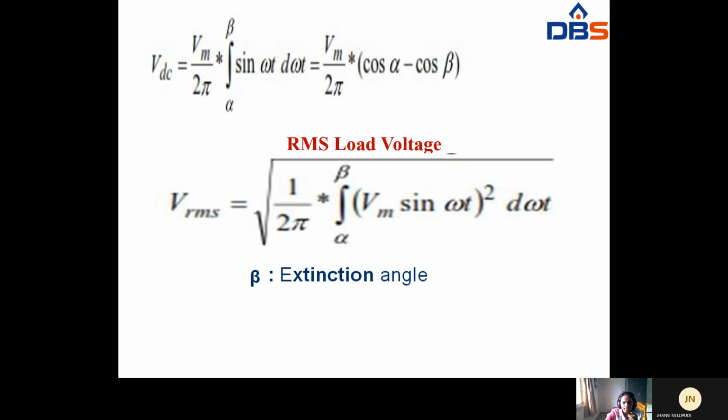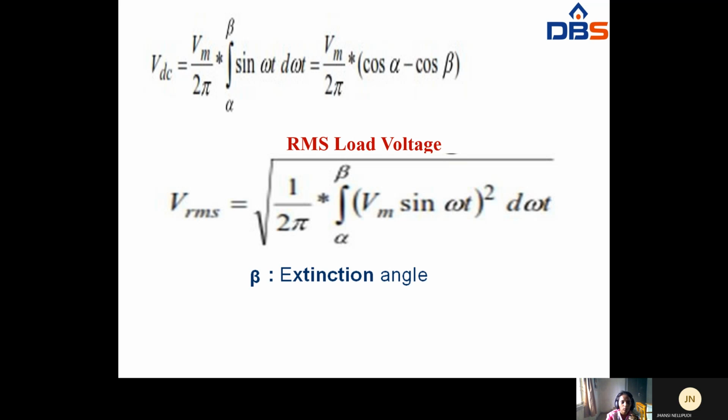Okay. So when you're taking the VDC, the output voltage, Vm by 2 pi integral from alpha to beta of Vm sin omega t d omega t, equals Vm by 2 pi (cos alpha minus cos beta). And VRMS. Here alpha means the firing angle. So the SCR firing angle will be alpha and beta will be the extinction angle.